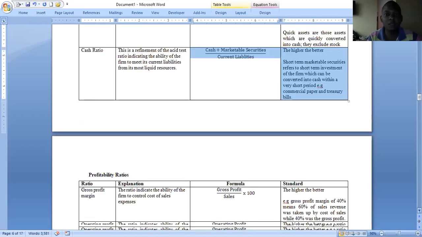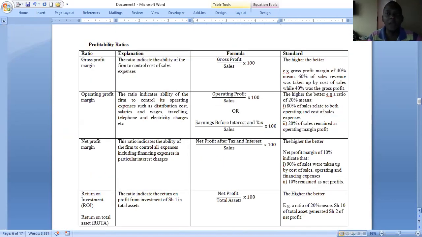We scroll downwards to other ratios. We have the profitability ratios, which measure the profitability of the business. We begin with the gross profit margin. The gross profit margin basically measures the profitability of the business from the gross profit. So the gross profit margin is equal to the gross profit divided by sales. The higher the gross profit margin ratio, the more profitable the firm is.